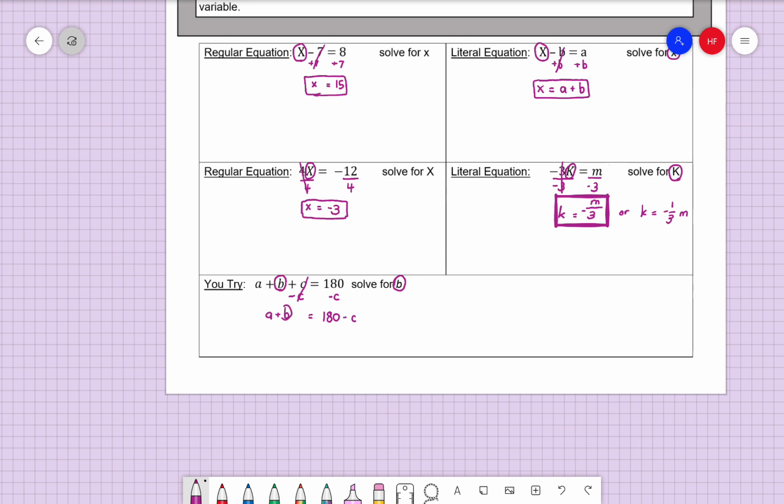I want to get this b by itself, and it's not, so I'm going to subtract that a. So remember, when something's in the front and I can't see the operation, I can't see the sign, it is a plus, and there is an operation between them. We're adding them, so I'm going to subtract it. Leaves me with b equals 180 minus c minus a. And now that b is by itself, I'm done. So once I can say b is completely alone, that's my goal, that's my answer.